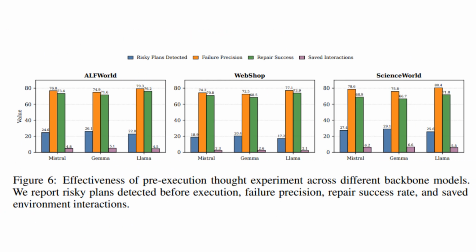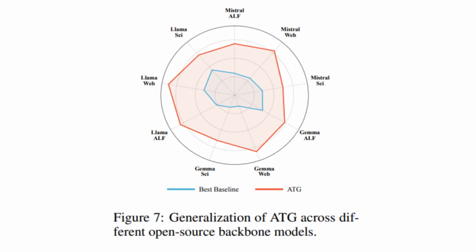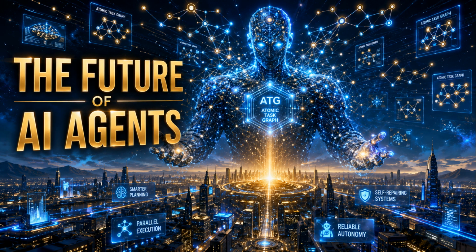Researchers evaluated ATG on 3 major benchmarks: AlphaWorld, WebShop, ScienceWorld across Mistral 7B, Gemma 7B, and Llama 38B. ATG consistently achieved the highest scores, even outperforming GPT-4 using standard React in some benchmark settings. ATG also reduced execution steps, hallucinated actions, and unnecessary replanning. The graph isn't just for planning, it becomes the memory, the debugger, the scheduler, and the repair system, all in one framework.